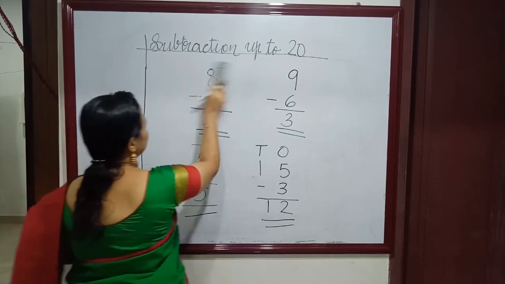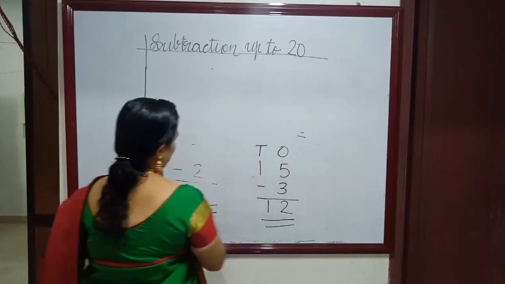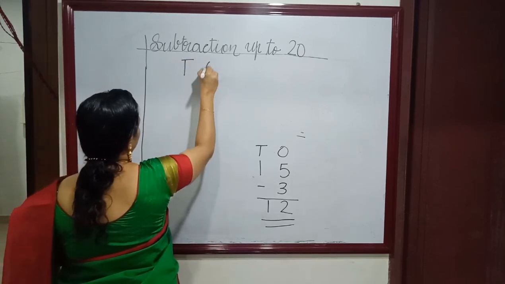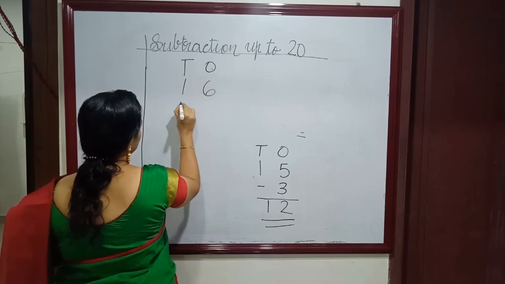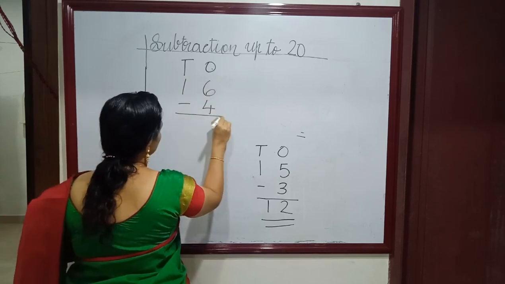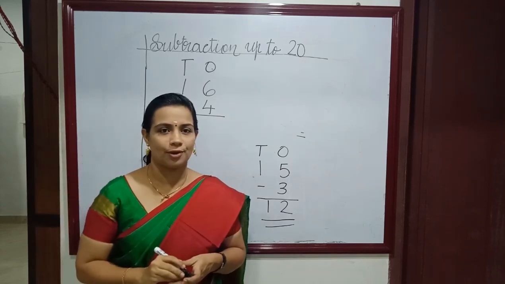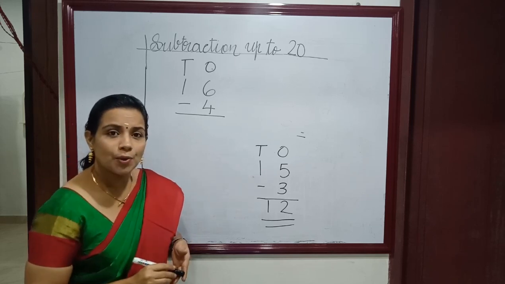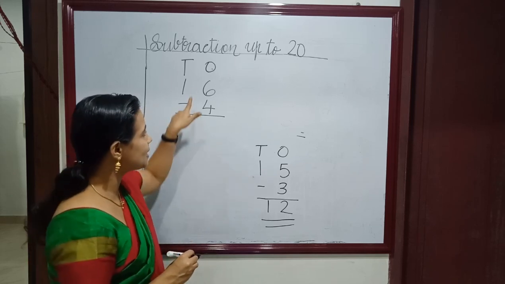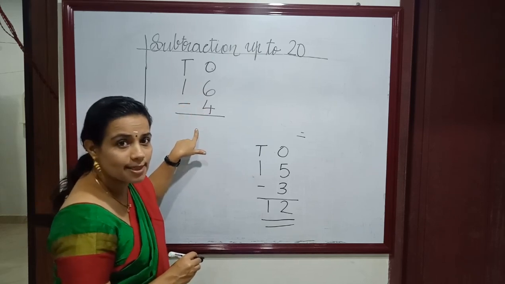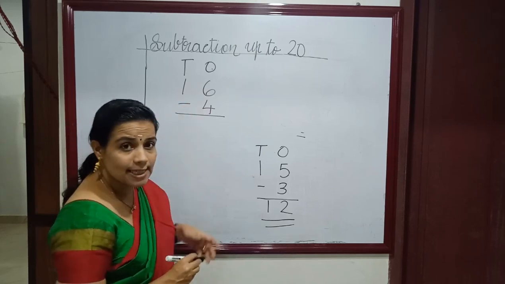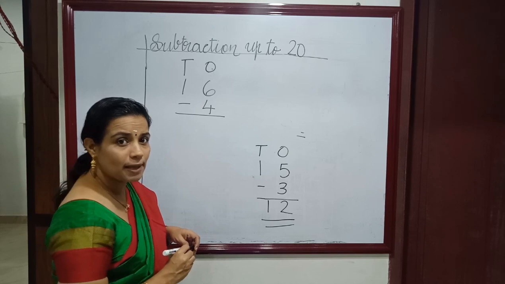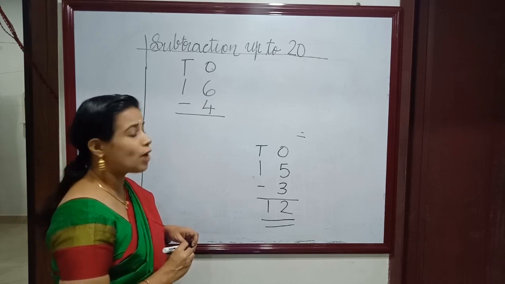One more problem. 16 minus 4. Okay. Which place do we have to subtract first? Tell me the digits in the ones place. 6 and 4.